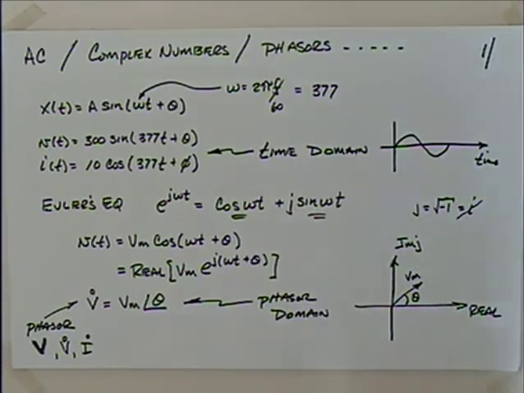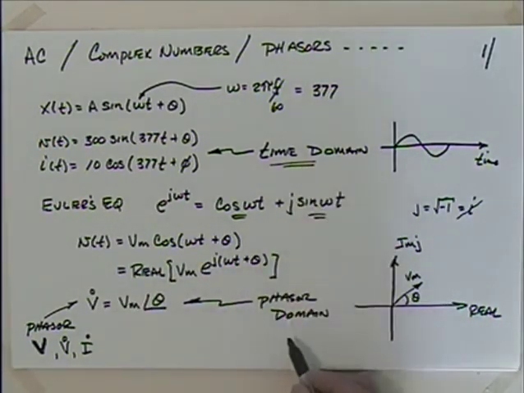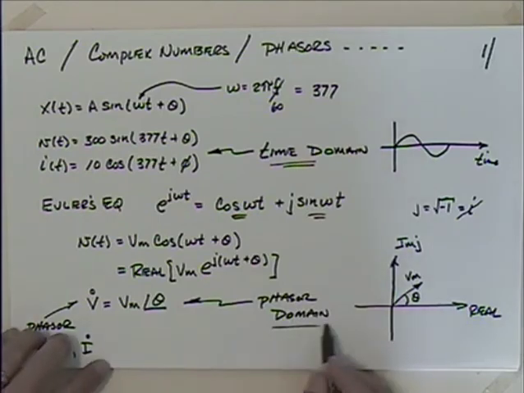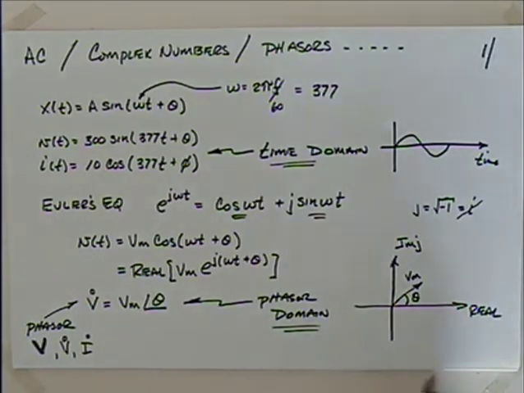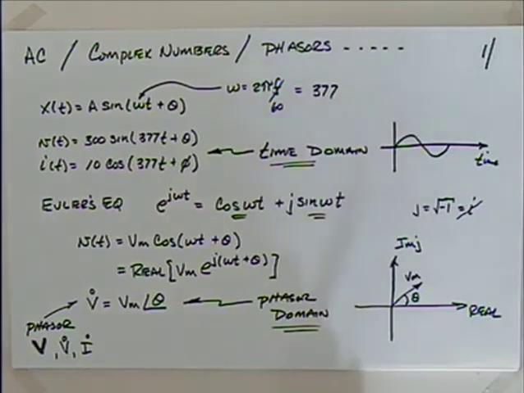Oftentimes we will be given a problem in the time domain. We will switch it into the phasor domain to do the work, because it's a lot easier to manipulate these things. We'll treat them a lot like vectors. They're not vectors, they're the real portion of a complex number, but from a mathematical standpoint, we're going to manipulate them and work them a lot like vectors. And then we can switch them back and give the answer again in time domain.